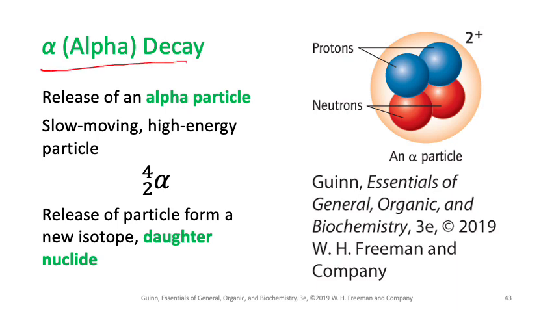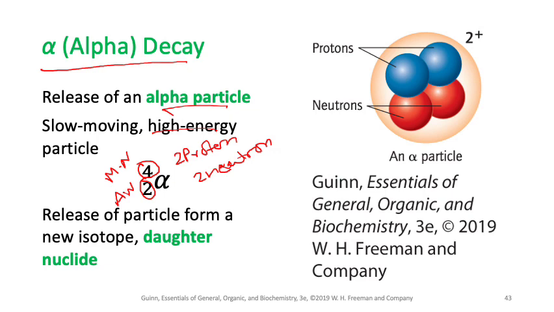So let's start with the first particle that we discussed that is released in the form of energy, which is the alpha particle. Right? An alpha particle is a high energy particle that contains two protons and two neutrons. So if an alpha particle has two protons and two neutrons, then that means it has a mass number of 4 and an atomic number of 2.